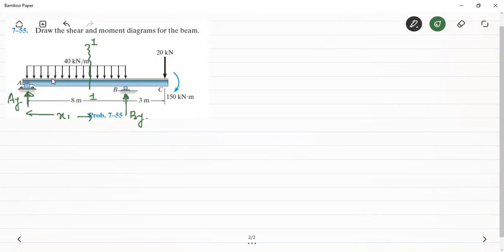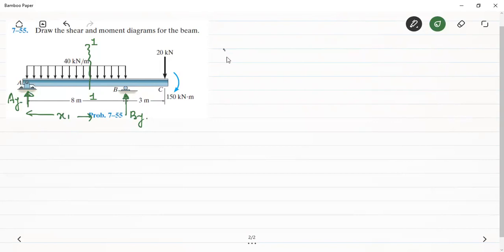We have to see what the summation of all the vertical forces is, with the proper signs, up to section 1. Towards the left of the section, you can see that there is a reaction AY and there will be a UDL whose magnitude will be equal to 40 into x1, because we are considering only that portion of the beam which is towards the left of section 1. Therefore, towards the left of section 1, the load is equal to 40 into x1.